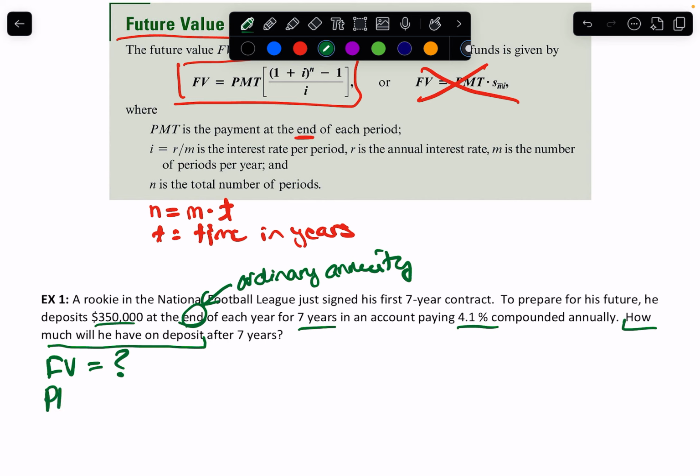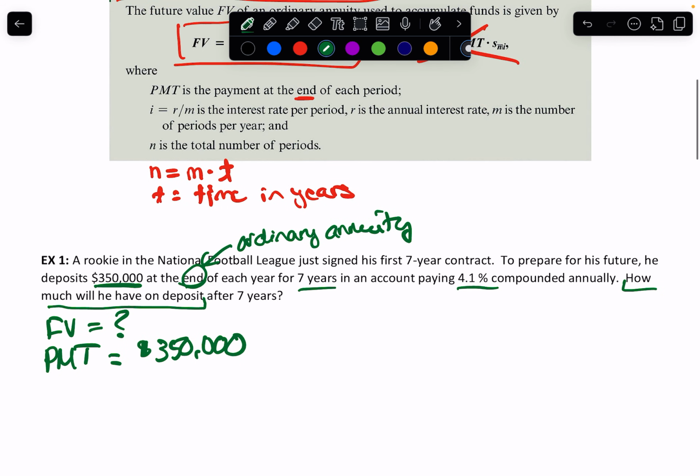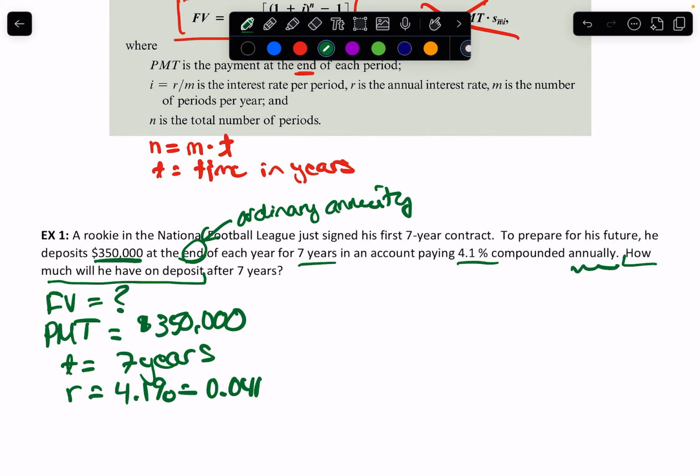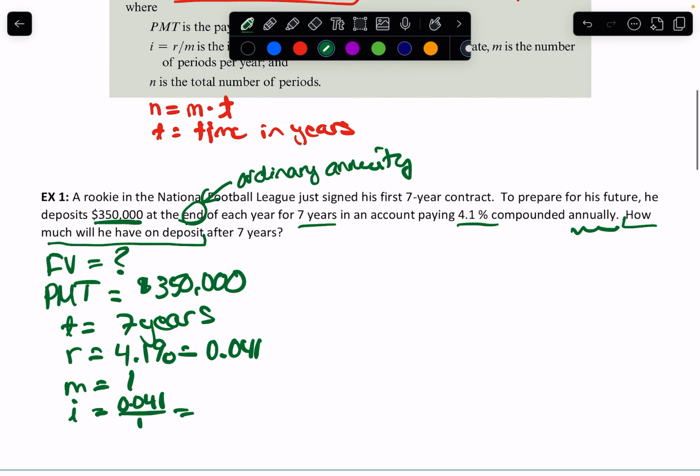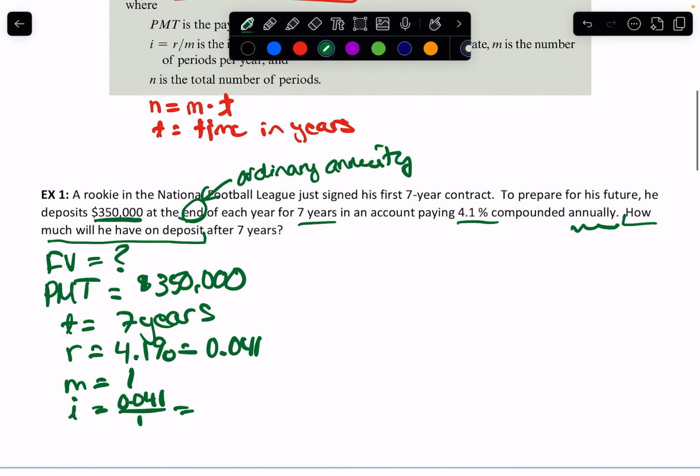Our payment at the end of each period is what he deposits, so $350,000. And our T is 7 years. Our rate is 4.1%, so 0.041, and it is compounded annually, so M equals 1. I is the rate divided by M, how many times a year compounded, and that is going to be 0.041. And our N is going to be M times T, so 1 times 7, which is 7.